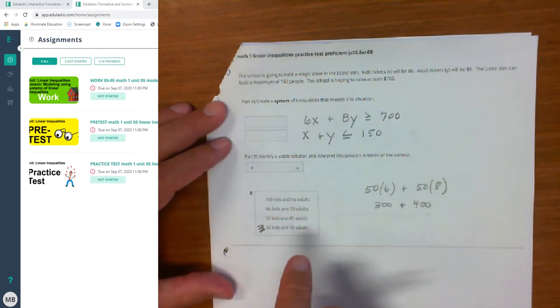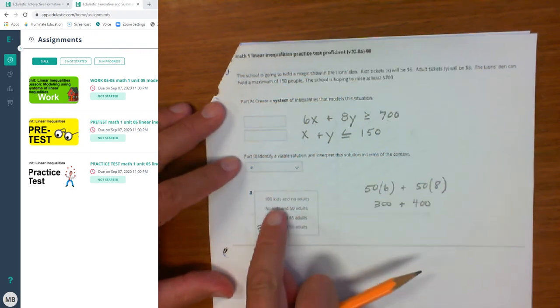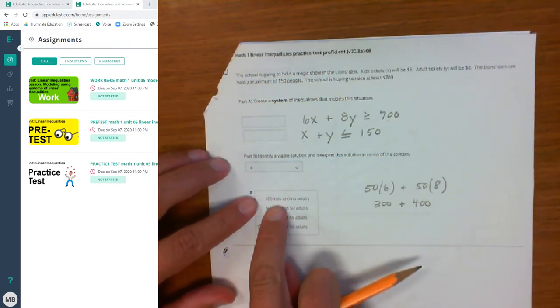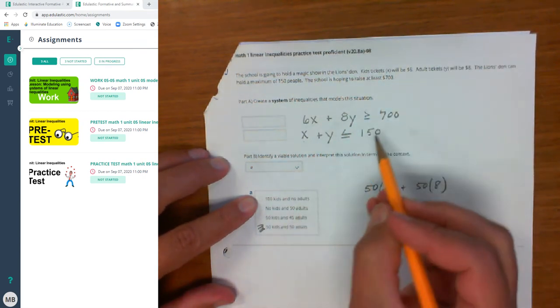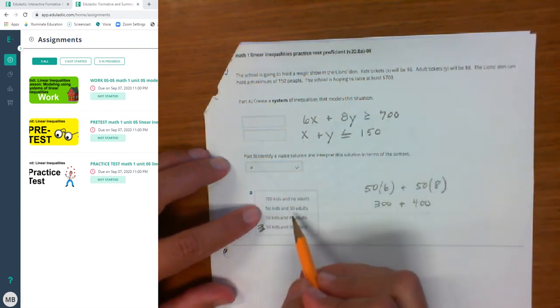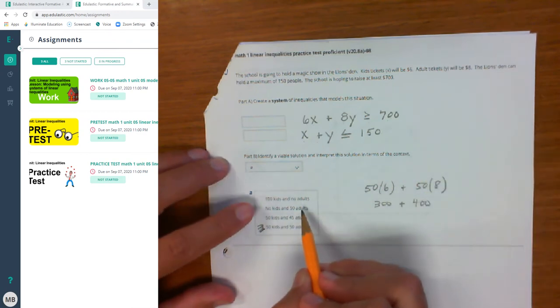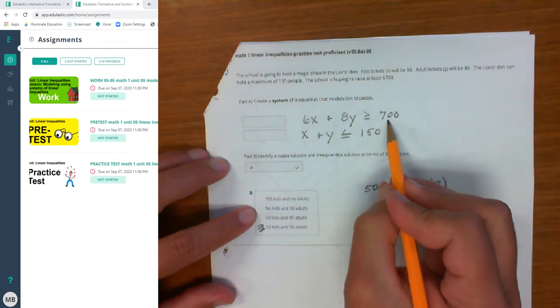Now we have to identify a viable solution. So 100 kids, that would be $600. Nope, doesn't work because I need more than 700. No kids and 50 adults. 50 adults at $8 would be $400. Nope, not enough. I need to be above 700.